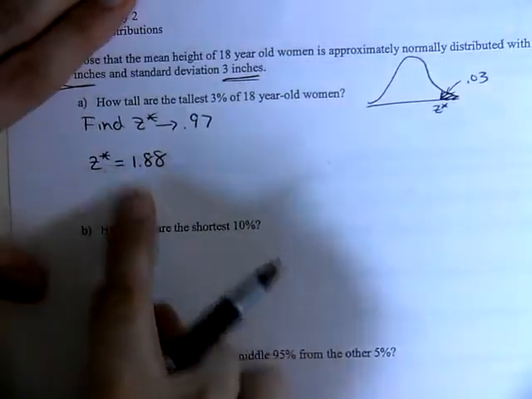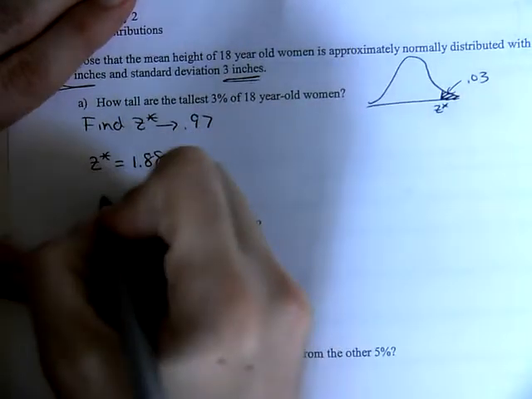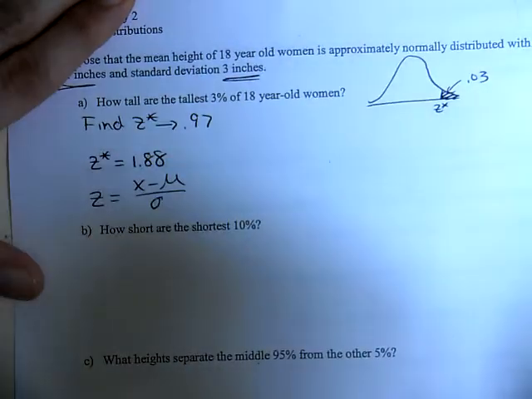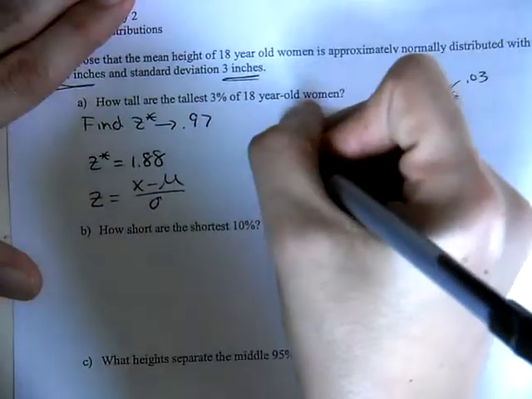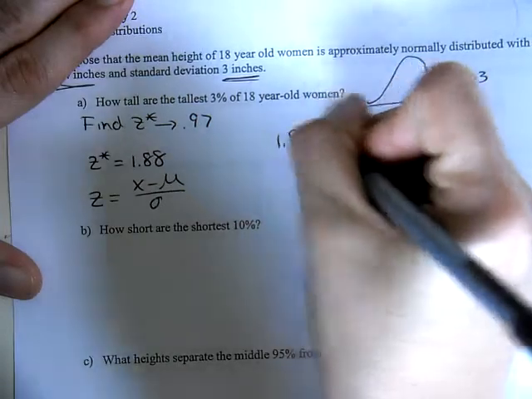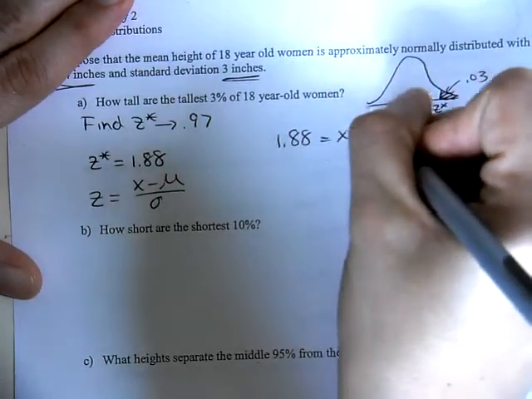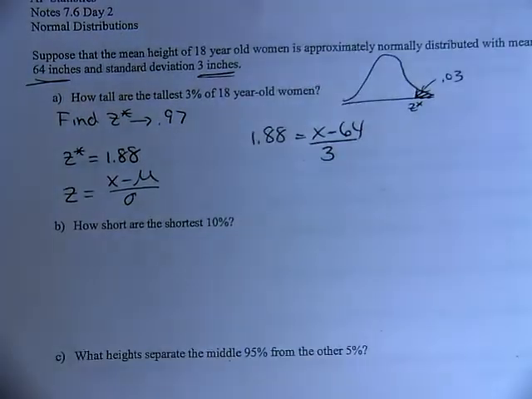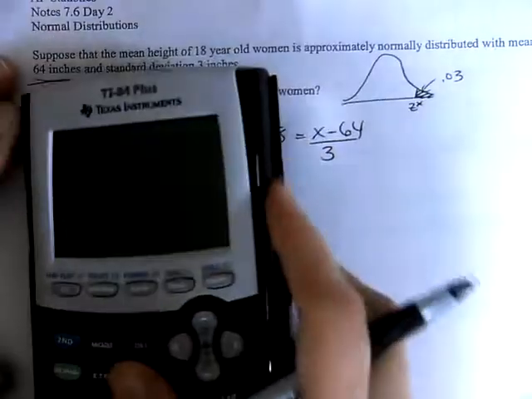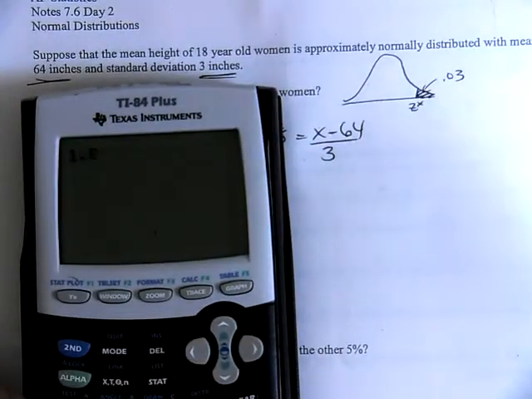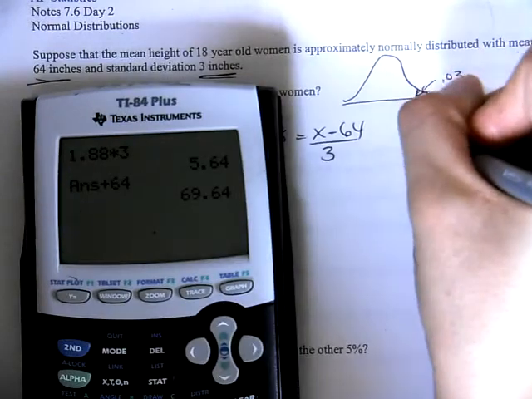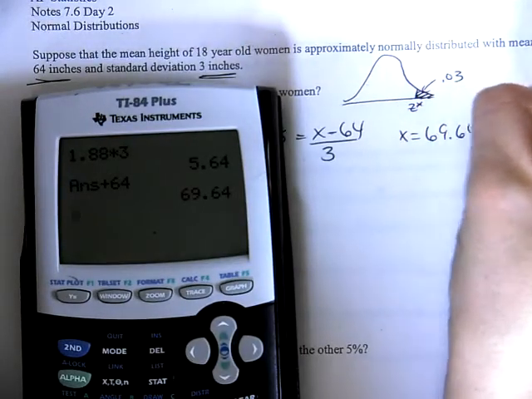So now we're going to work backwards. We're going to use the Z-score. Remember, that's x minus the mean over the standard deviation, and we're going to solve for x. So 1.88 would equal x minus 64 divided by 3. Now, let's hope you can all do your algebra. I know it's been a minute. But I'm going to do 1.88 times 3 plus 64. So x will equal 69.64 inches.